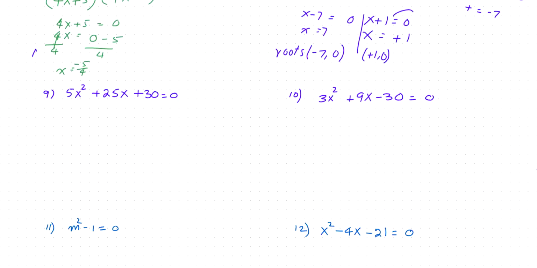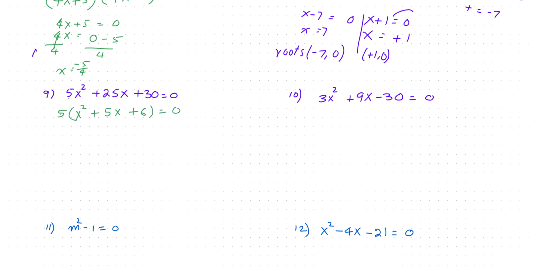One more question we'll do here. 5x squared plus 25x plus 30. So 5, 25, 30 all are divisible by 5. So we take out 5 common. It means we are dividing by 5, dividing by 5 and dividing by 5. The 5 cancels, x squared plus 25 divided by 5 is 5x plus 30 divided by 5 is 6 equals to 0.